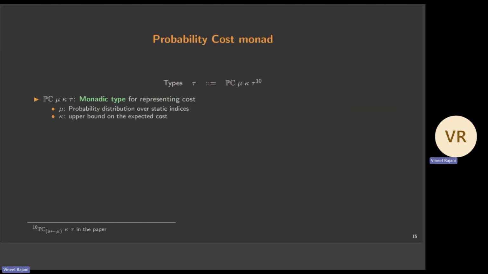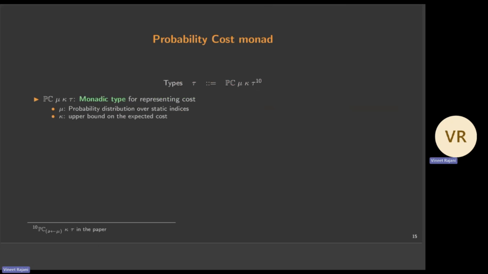Let's look at the first modality, the probability cost monad, or PC monad for short. So the PC monad is graded with mu, which is a symbolic distribution over static indices like natural numbers, and kappa, which is an upper bound on the expected cost of a computation of this type. Now, I just want to mention here that the actual monad in the paper is a bit more refined, as I have shown here in the footnote. It allows a variable a denoting a sample from the distribution mu to appear free in tau. But I will ignore that refinement in the remainder of this talk for the sake of simplicity.